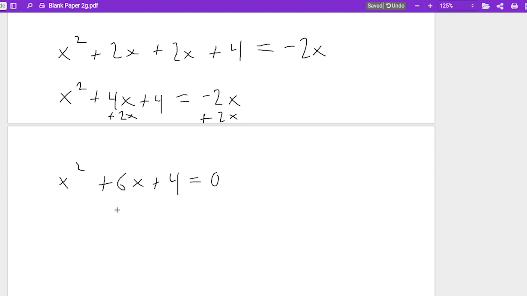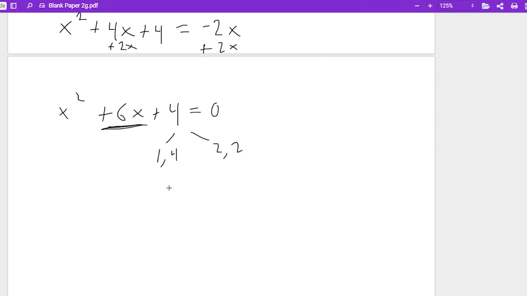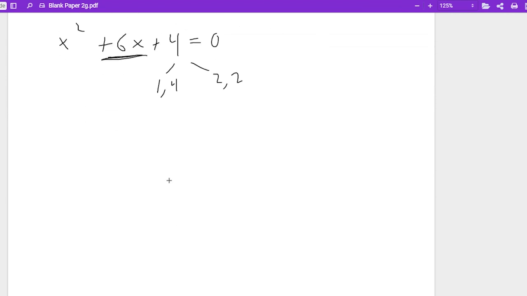Now, here's the problem right now. If I think of the factors of 4, it's 1 and 4 and 2 and 2, and I need them to add up to 6 in the middle, which is just not going to happen because 1 plus 4 is 5 and 2 plus 2 is 4. You're never going to get 6x with factoring, which is fine. That's why we have the quadratic formula. But this is literally what it will look like if you ever try to factor and it doesn't work. You're not going to get the middle term no matter which factors you choose.